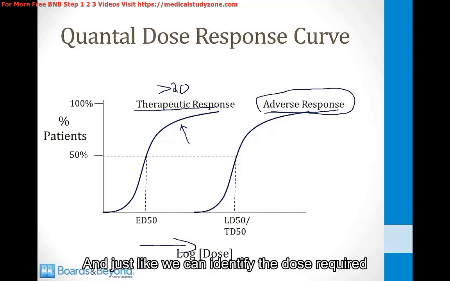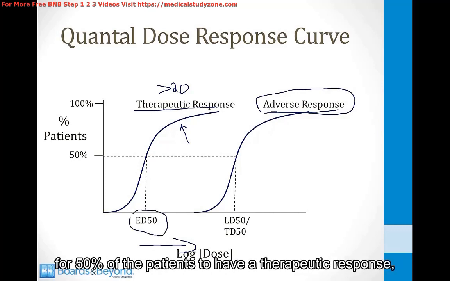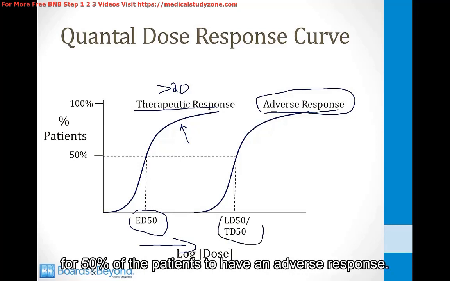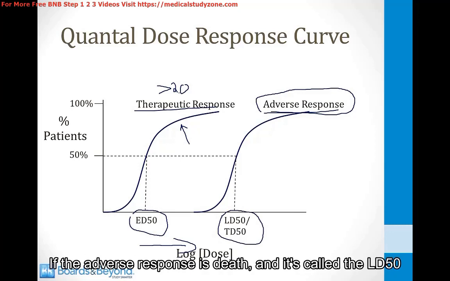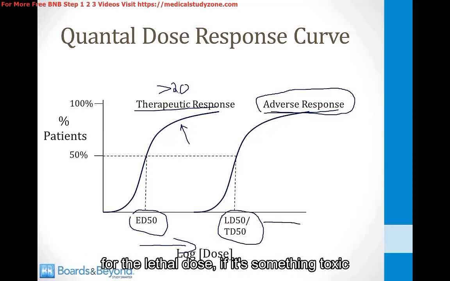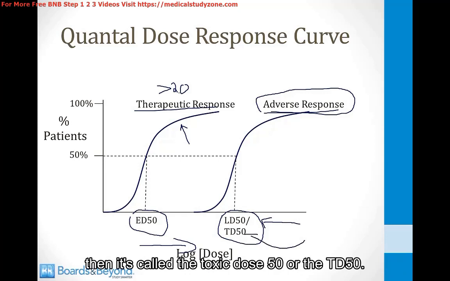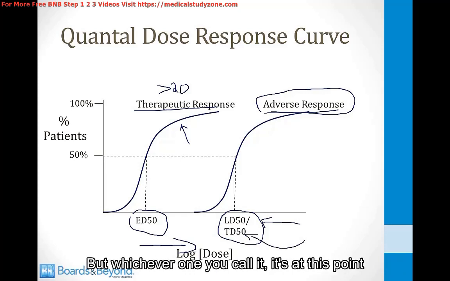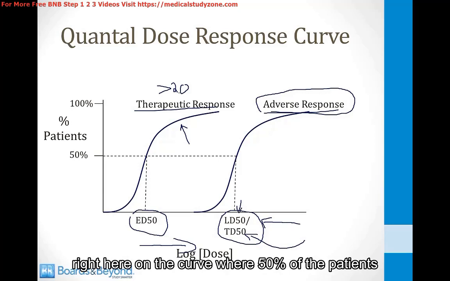And just like we can identify the dose required for 50% of the patients to have a therapeutic response, we can identify the dose required for 50% of the patients to have an adverse response. If the adverse response is death, then it's called the LD50 for the lethal dose. If it's something toxic, then it's called the toxic dose 50 or the TD50. Whichever one you call it, it's at this point right here on the curve where 50% of the patients are having this adverse response.